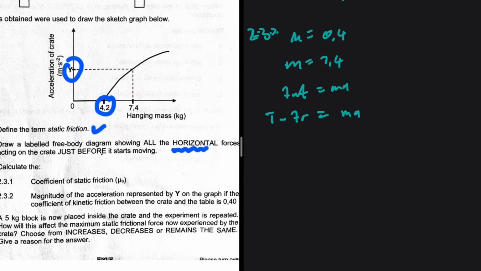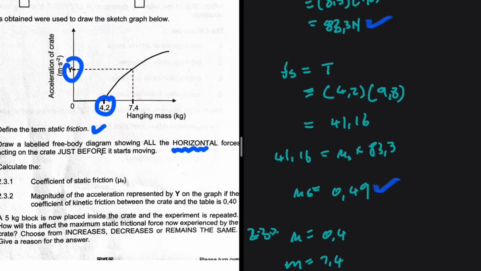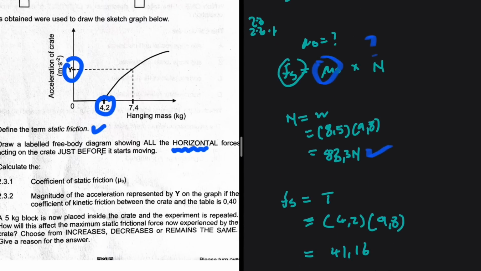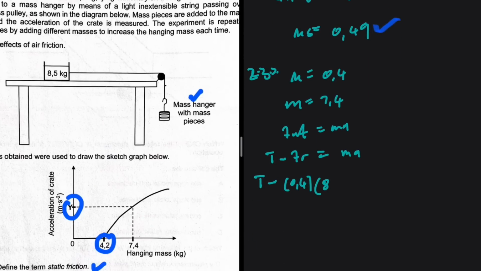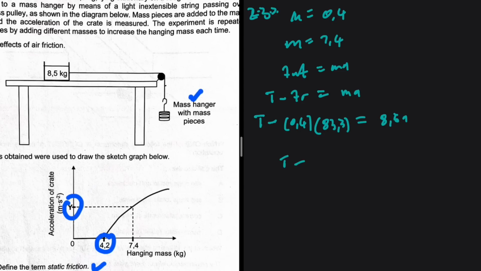So what is the tension? We don't have the tension at this point. What about the frictional force? We have the coefficient, right? So this is 0.4 multiplied by the normal force, which is 8.5 multiplied by 9.8, 83.3. So we have tension minus 83.3, and this is equal to 8.5a. So tension minus 0.4 multiplied by 83.3, which is 33.32, is equal to 8.5a.